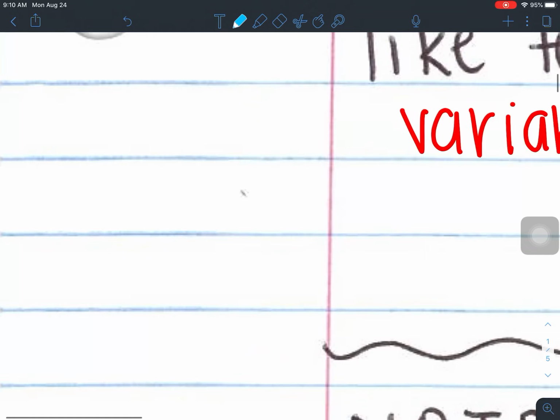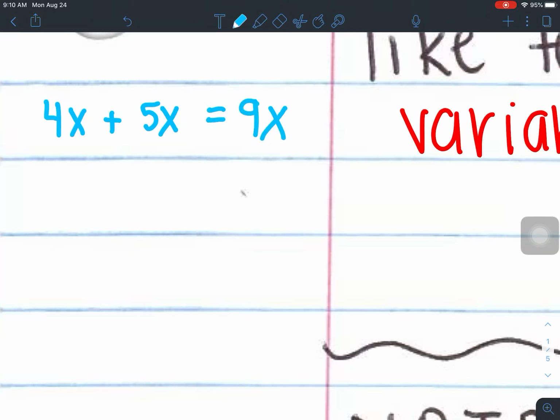And I kind of talk about it like it's objects. So for example, if I wanted to add them, 4x plus 5x. If I have 4 apples and I want to add 5 apples, then I would have in total 9 apples. But in math, we don't say apples. We say x, or we use a different type of variable. So 4x plus 5x is going to give me 9x. I'm only allowed to combine them because they have the same exact variable and the same exact exponent.